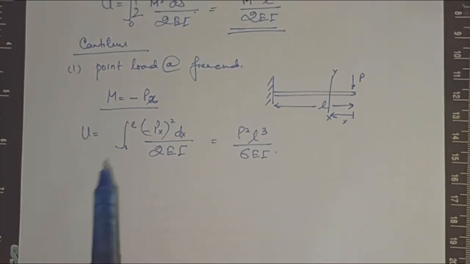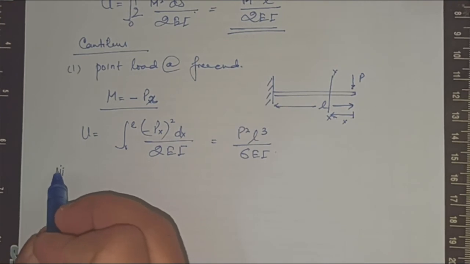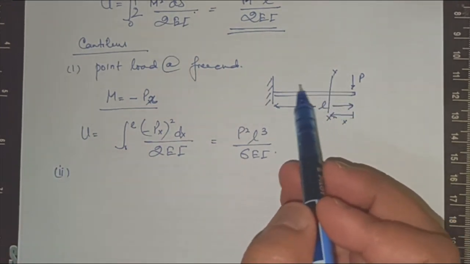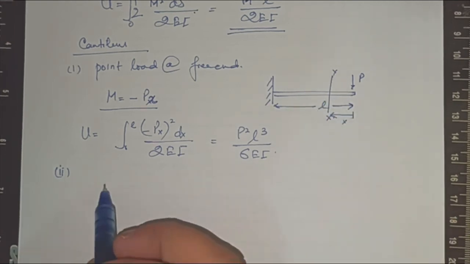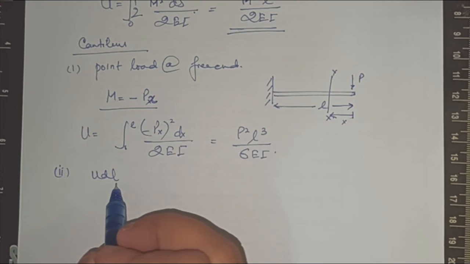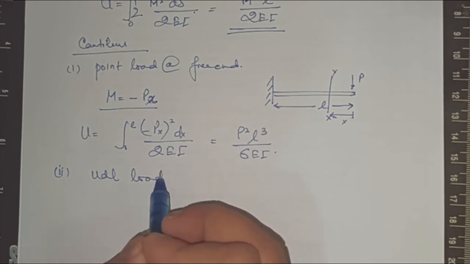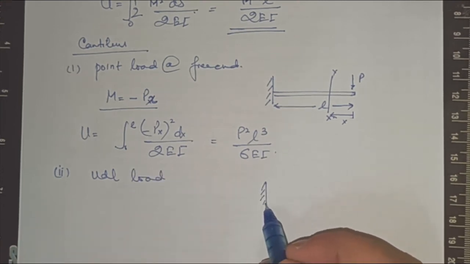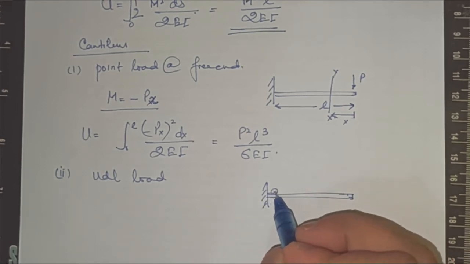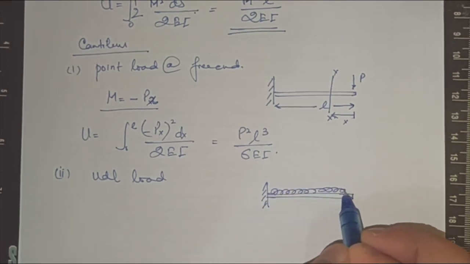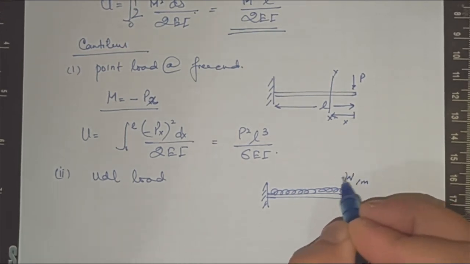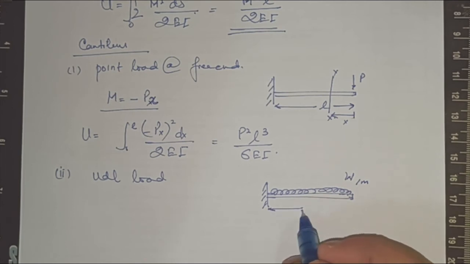And for a case of a, now the loading can be uniformly distributed. So there may be a case of UDL, uniformly distributed load. For that case, in a case of a cantilever, let's say we have a uniformly distributed load W, acting per meter on a length of L.